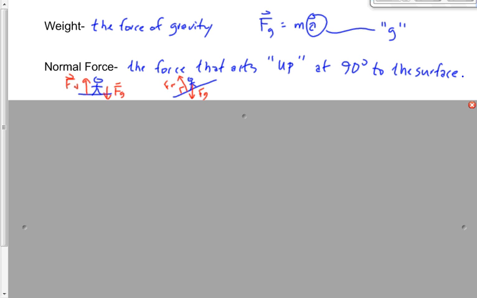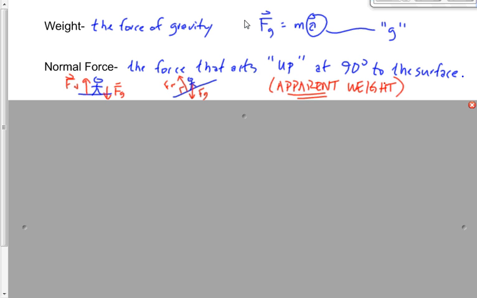Now, what's important to note about normal force is that when you feel like you weigh a certain weight, you're not feeling your actual weight. You're not feeling gravity pulling you down. You're feeling the normal force. The normal force is your apparent weight. It's how heavy you actually feel. Not how heavy you are, but how heavy you feel.